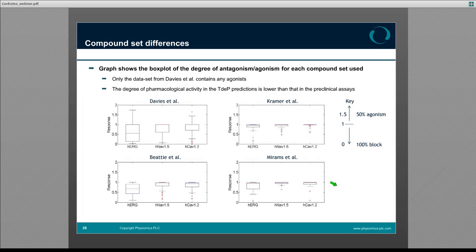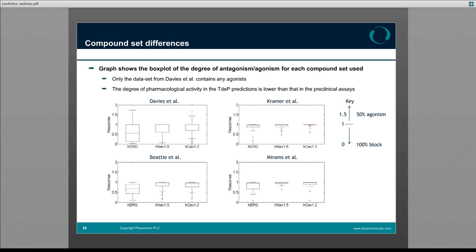As we're quite a risk-averse people, in preclinical assays, we tend to test drugs at super high concentrations that we are probably never going to see in the clinic. But that's just our nature. As you can see in the Kramer et al. model, the amount of pharmacological activity we're exploring is actually very minimal, very little at all. And in the Mirams et al., we're exploring slightly more of the pharmacological space. And this might explain why such a simple model works so well for the Kramer et al. folks.